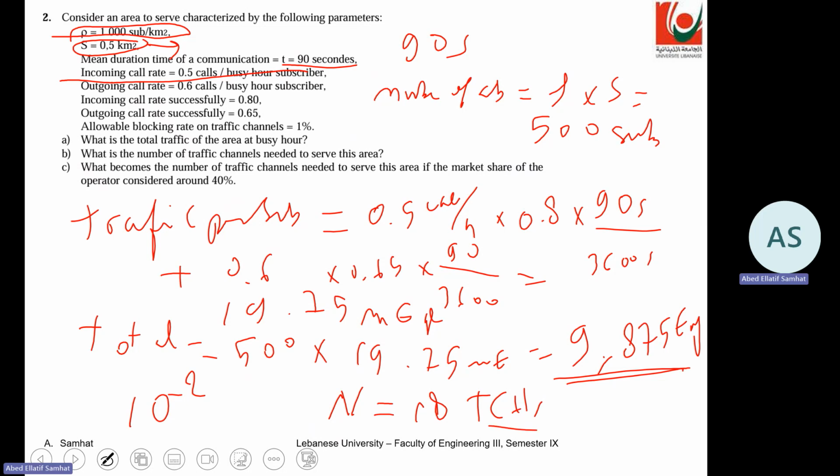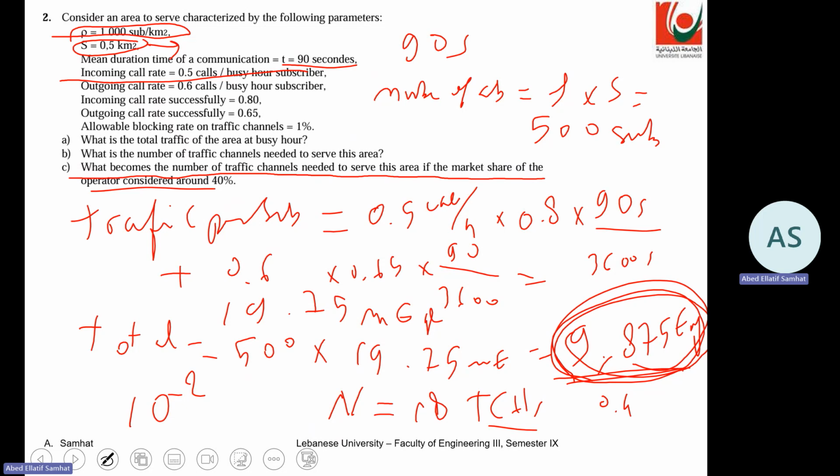So this is the number of traffic channels needed to serve this area. Now part C: what becomes the number of traffic channels needed to serve this area if the market share of the operator is around 40%? In this case, the operator is in charge of only 40%, which means there are other operators in this market. So instead of calculating the number of channels for the whole traffic, we should calculate it for 40%. We take 0.4 times this value, then apply the Erlang formula and find the number of channels. It will be less than 18. You can do it.